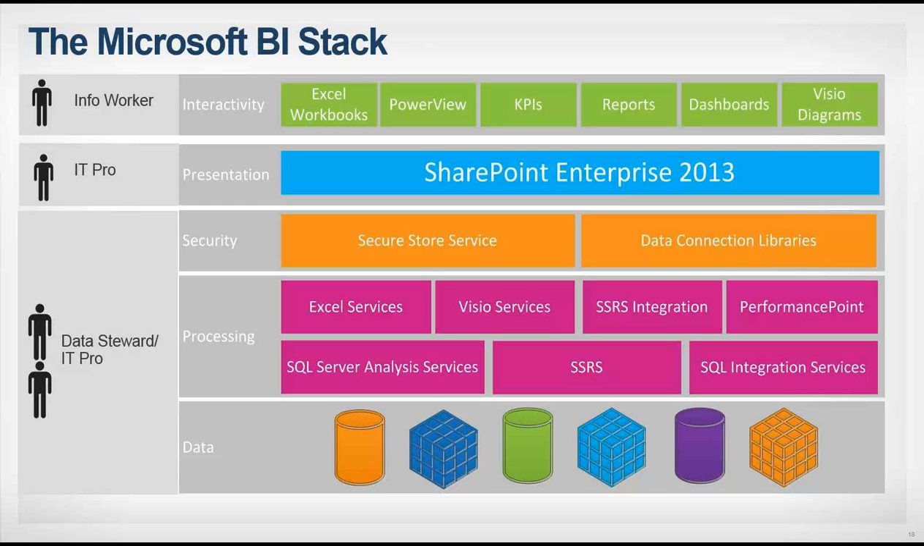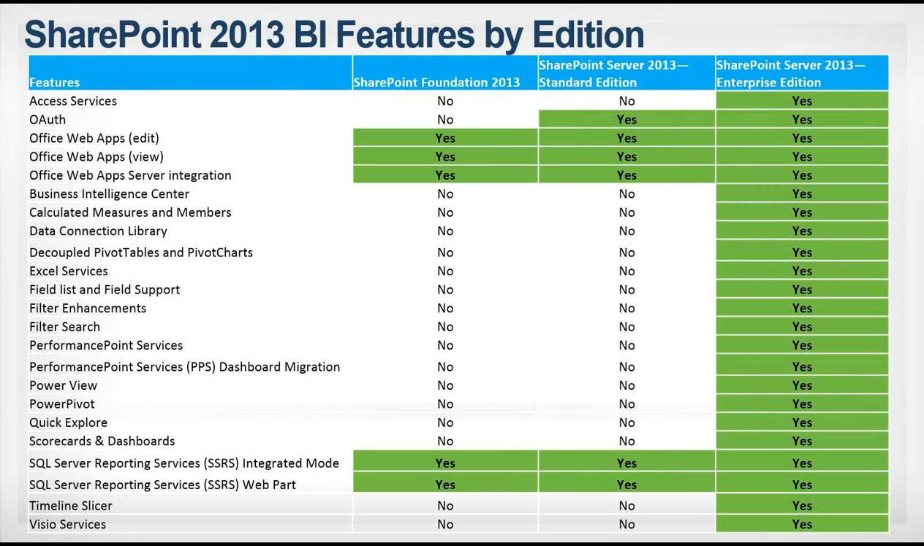Now, on top of your processing layer, you see a security layer. We have two features available, which are Secure Store Services and the data connection libraries, another interesting component our team will be going deeper into later in the webinar today. With these three layers in place, information can be made available in SharePoint, and that enables your information workers to access this information using either Power View or Power BI, which we showed in a quick demo up front. You also have Excel Services and Visio Services that can be utilized. So now, going into SharePoint and what that looks like.